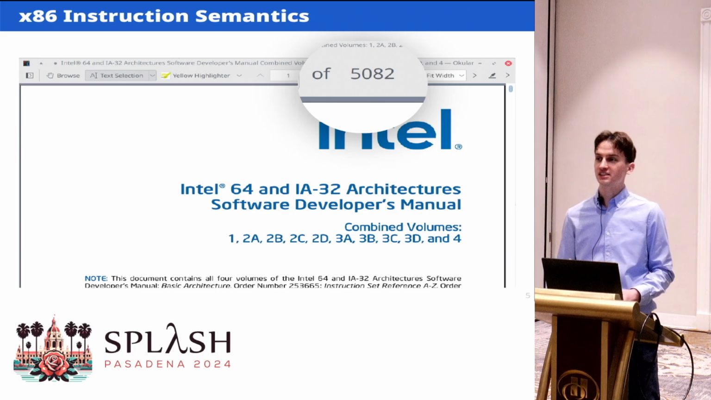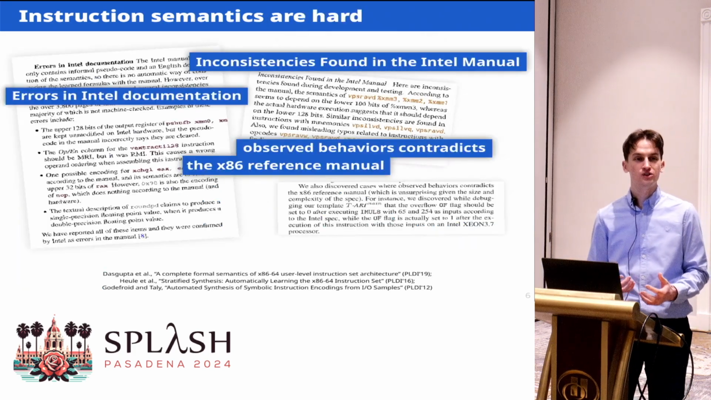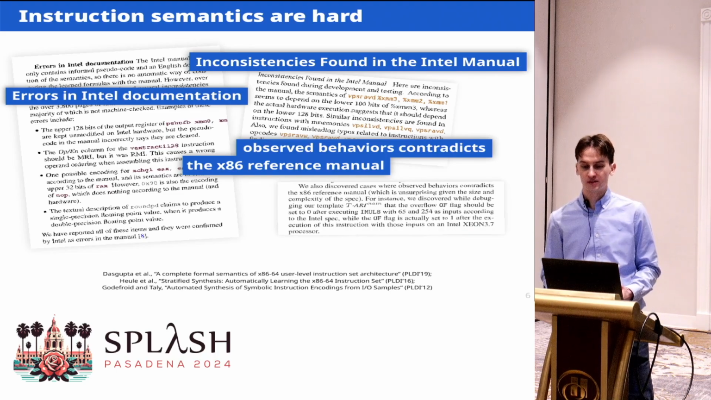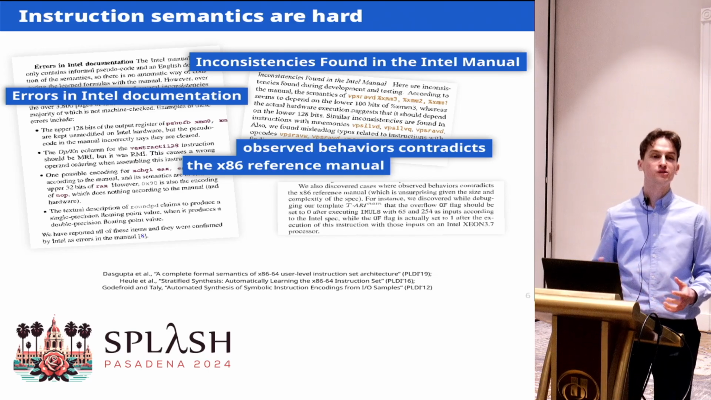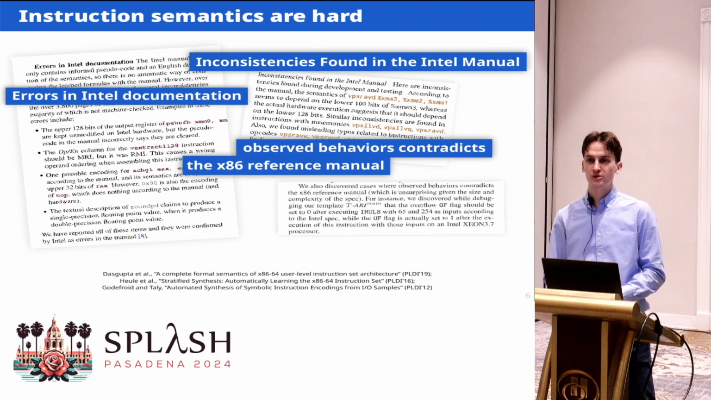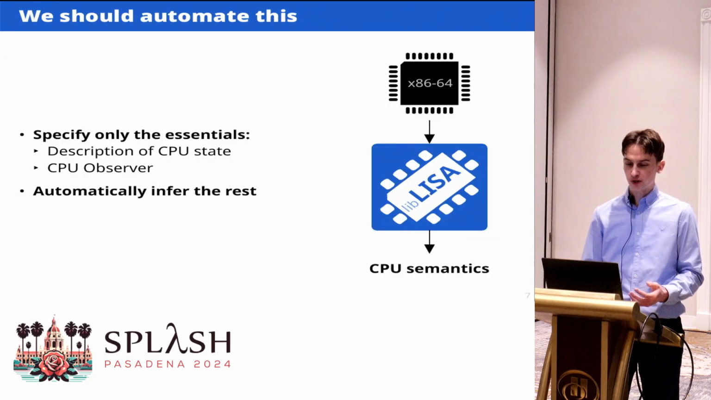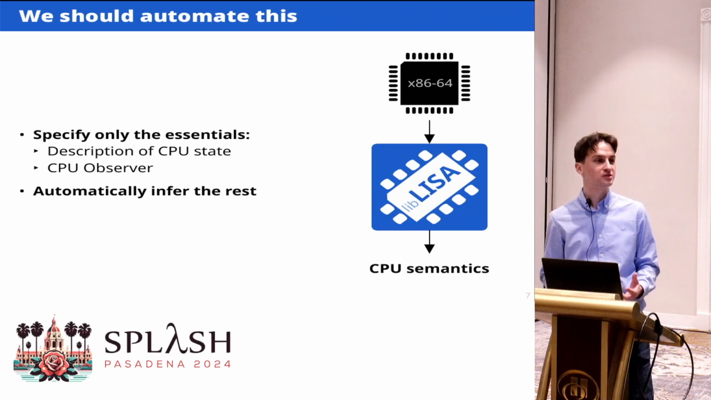And to make matters even worse, when I have done that, as it turns out, these manuals are actually not that accurate. Basically, every time someone takes a look at them, they find inconsistencies, errors, and discrepancies. So now I have spent a lot of time writing down these semantics, and now they're not even correct. So when I first ran into this issue, my thought was, well, we should automate this. We should take the human out of the loop and do this all automatically.